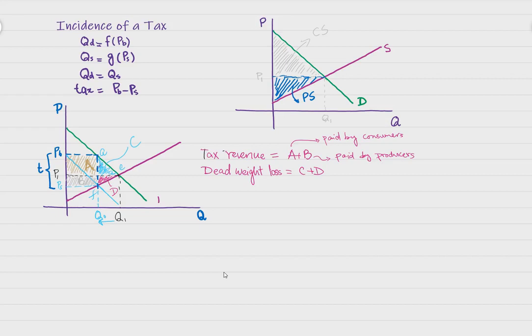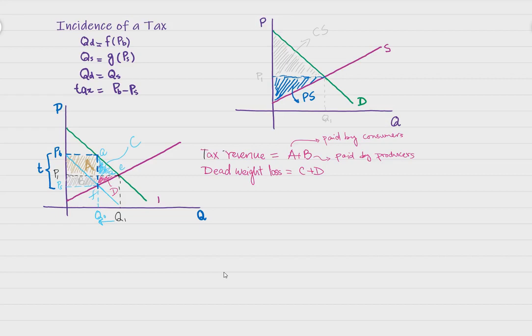Well, here comes in the role of elasticities. From this diagram, we see that area A is bigger than B, which indicates that the demand is less elastic compared to the supply, and that is why most of the tax burden would be borne by the consumers in the market. Likewise, if the supply is less elastic compared to demand, then most would be contributed by the producers. Overall, the tax revenue is equal to area A plus B. So this completes my analysis of the demand and supply model with taxes.